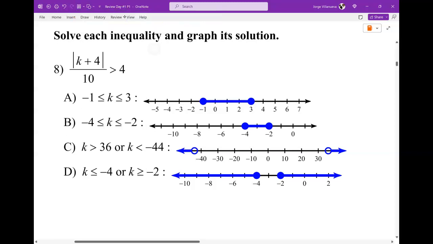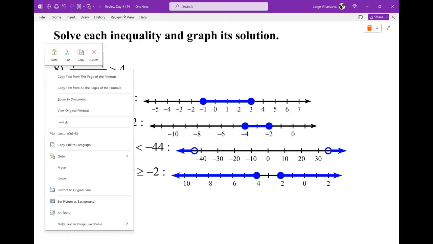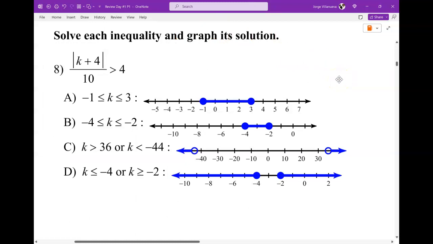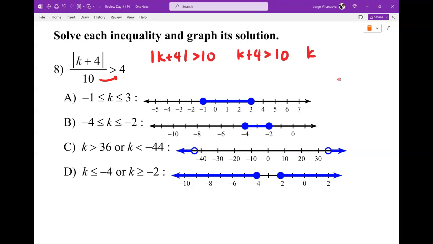All right, so we're going to multiply by 10 first, just to get that 10 to the other side. So I'll move this that way. I get absolute value of k plus 4 greater than 10, which means k plus 4 is greater than 10, or k plus 4 is less than negative 10. Okay? So if I subtract 4, I get k is greater than 6. And if I subtract 4 again, I get k is less than negative 14.